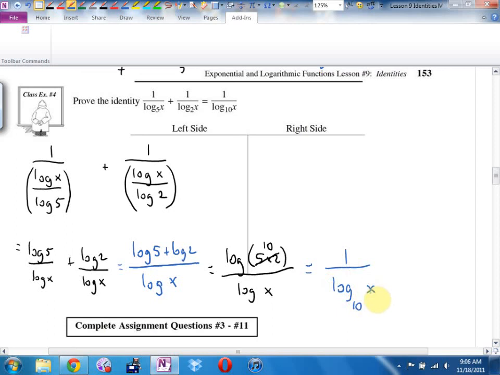Quod erat demonstrandum, which was to be demonstrated. Question easily done. Kicked it.